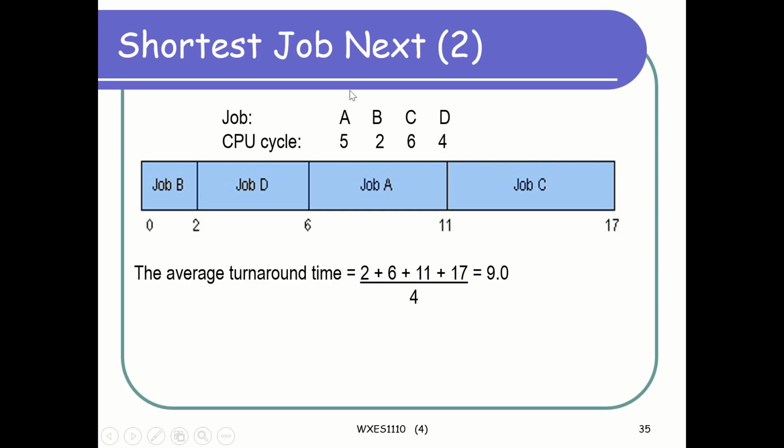Here you have jobs A, B, C, and D arriving almost at the same time. Shortest job first will run B, then D, then A, and last C. So you have (2 plus 6 plus 11 plus 17) divided by 4, and the average turnaround time is 9.